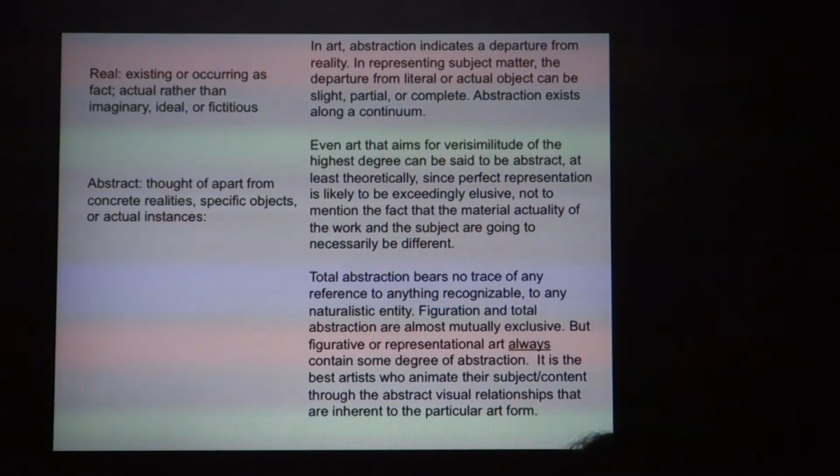Even art that aims for verisimilitude of the highest degree can be said to be abstract, at least theoretically, since perfect representation is likely to be exceedingly elusive, not to mention the fact that the material actuality of the work and the subject are going to be necessarily different. So picture that sculpture of Voltaire in your mind, right? Which is very literalistic in its representation. If nothing else, you can't deny that there's something unbelievably abstract, unbelievably apart from realities or actual instances, in the fact that the Voltaire sculpture is made out of stone, marble, and Voltaire's actual head is made out of other sorts of stuff.